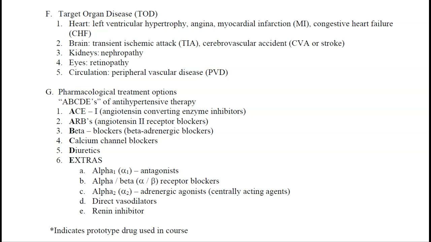So these are the pharmacological treatment options for hypertension. We call them the ABCDEs of antihypertensive therapy. So you have the ACE inhibitors, ARBs, the beta blockers, calcium channel blockers, diuretics, and the extras. So it consists of the alpha-1 antagonists, alpha and beta receptor blockers, alpha-2 adrenergic agonists. We have also the direct vasodilators. Renin inhibitor is also part of it, but we're not going to really be talking about it much.